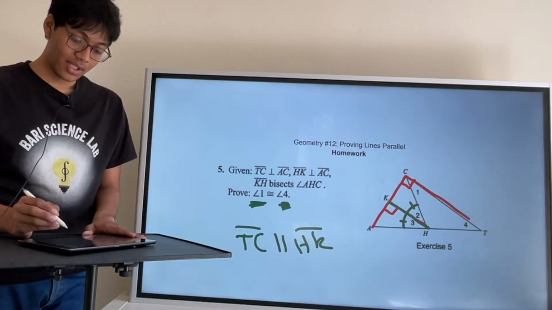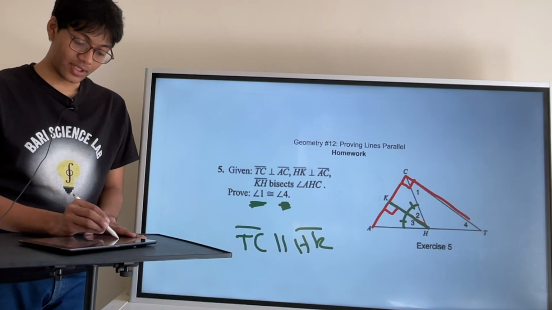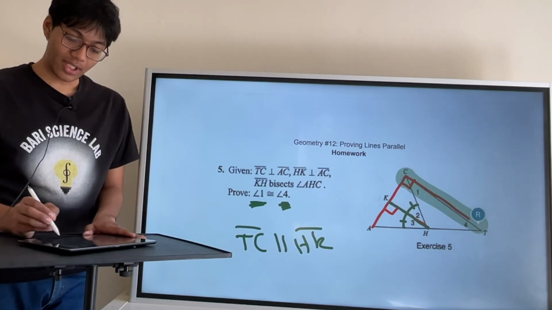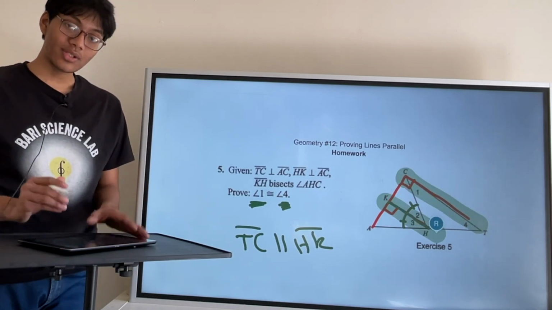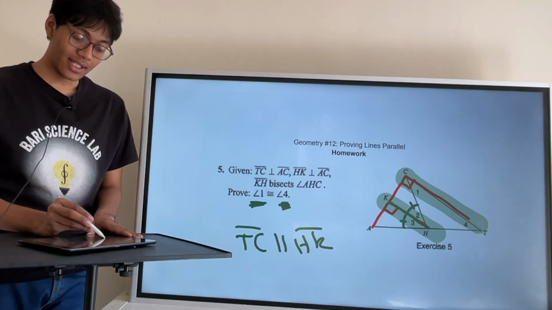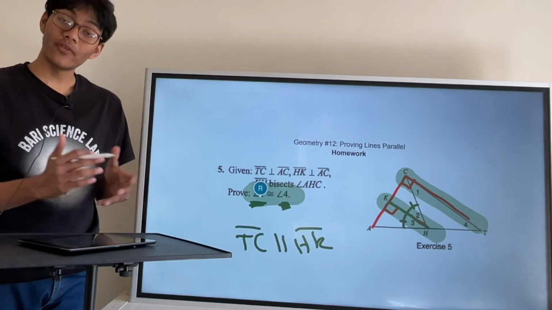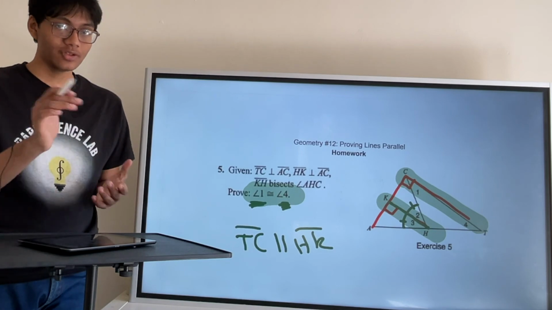Now you know that this line over here, TC, is parallel to HK. You can do some nice geometry to prove that angle 1 is congruent to angle 4. So hopefully that hint helps you out. If it didn't, check out the solutions.